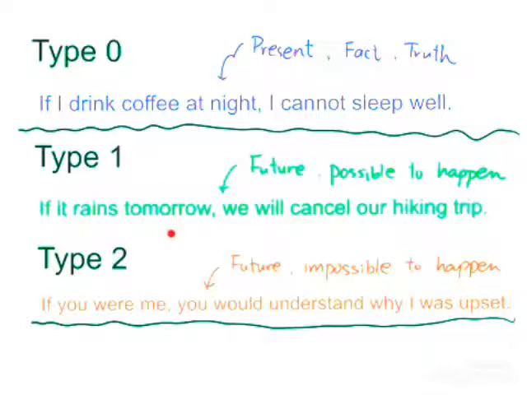For example, in this sentence, maybe the speaker has already checked the weather forecast and knows that very likely it will rain tomorrow. So this condition is very likely to happen. So the speaker will use a type 1 conditional sentence. But for type 2, it is impossible to happen. It's impossible for you to become me. Okay? But I still want to talk about if this condition happened, what action would appear. So we will use a type 2 conditional sentence.